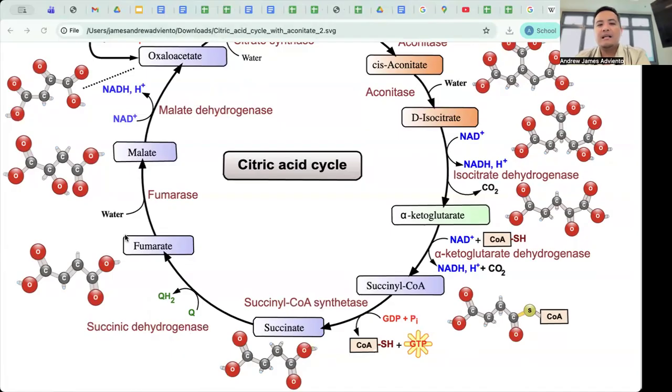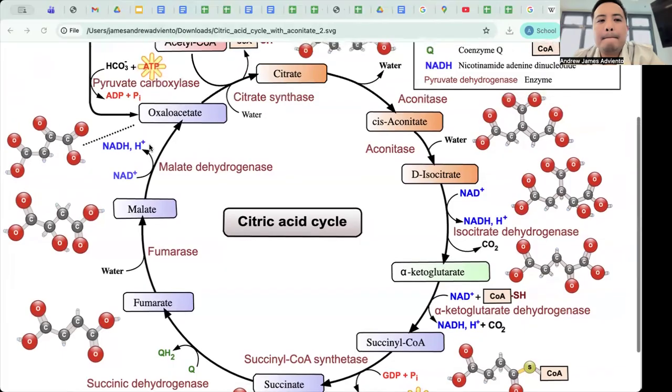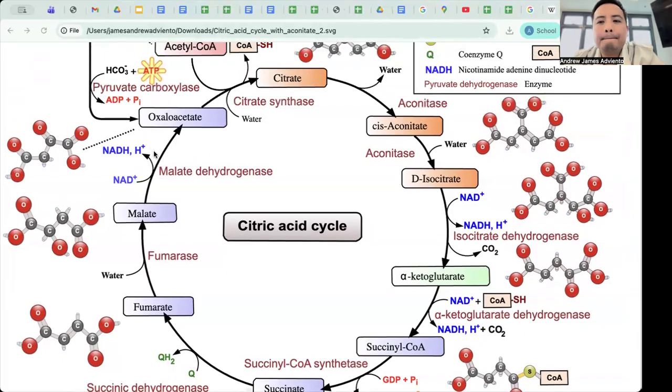So water is added. Fumarate becomes malate when water is added. This step is catalyzed by fumarase, and it is a simple hydration step. When you say hydration, it's gaining of water.